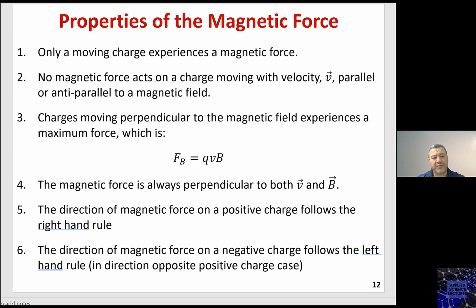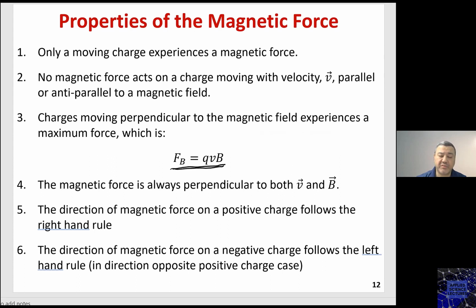In the case where the velocity is parallel or anti-parallel with the magnetic field, the force is going to be zero. I get maximum magnetic force when the angle between the velocity and the magnetic field is 90 degrees. Also, remember that the magnetic force is always perpendicular to the plane that has the velocity and the magnetic field.